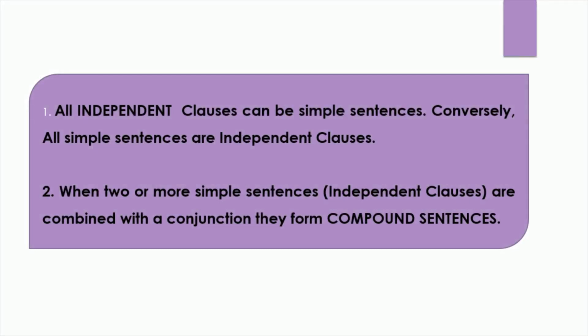Two very important points for us to remember when we deal with types of sentences. Always remember that all independent clauses can be simple sentences. Conversely, all simple sentences are independent clauses. It means any simple sentence that you come across will always be an independent clause. Point 2. When two or more simple sentences, that is independent clauses, are combined with a conjunction, they form compound sentences.